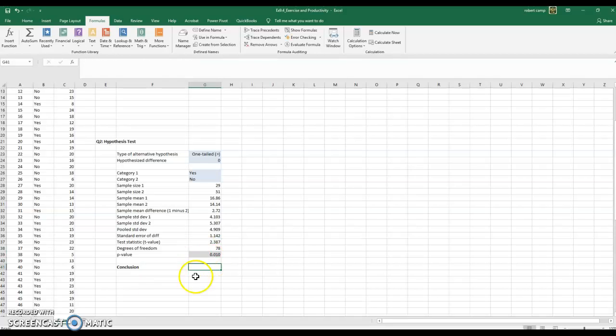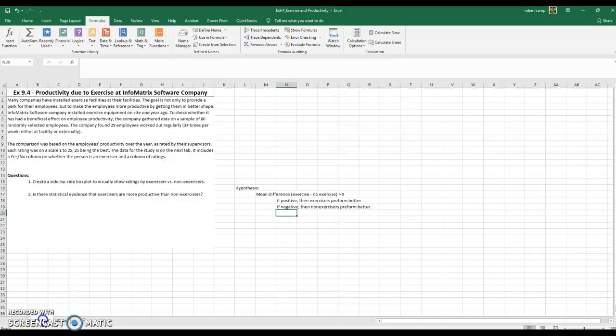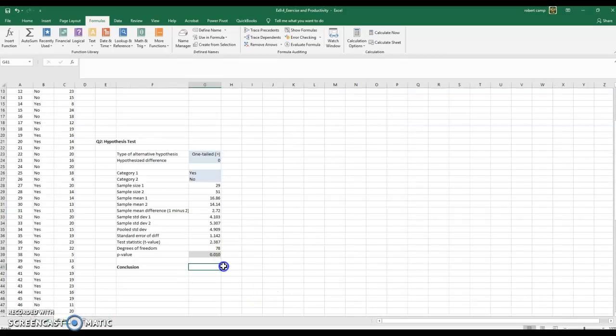So what did we do? We've got a p-value of 0.01. Is there statistical evidence that the exercisers are more productive than the non-exercisers? Since our hypothesis that we're testing is exercise minus no exercise is greater than 0, this is telling us that we are at the 1% confidence level.